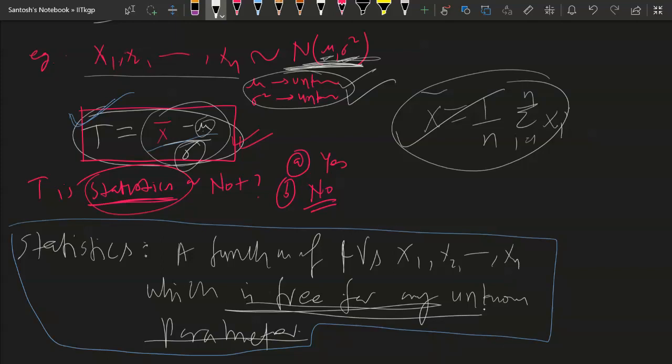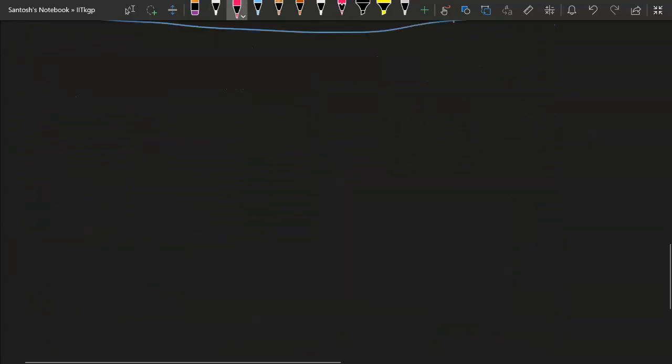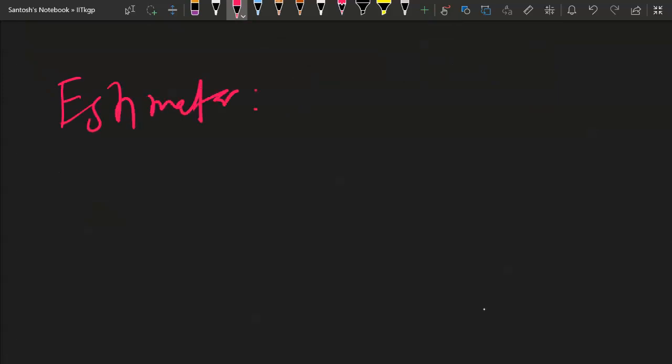So mu and sigma are involved in T, so T is not a statistic. Okay. And only a statistic can be an estimator. Since we are going to estimation, that's why I'm defining the estimator. So it is a statistic.